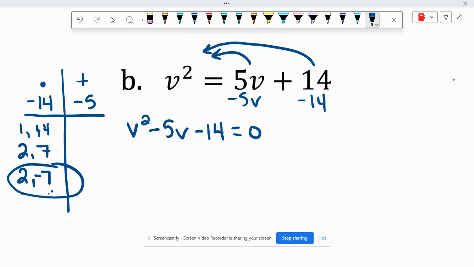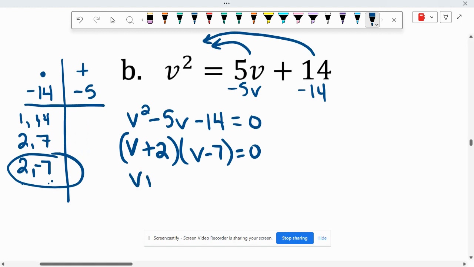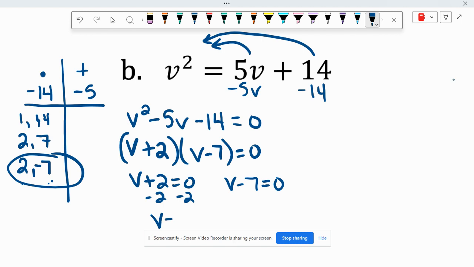So what does this become? When I factor this trinomial out, what do I get? That's right, you got it. And they both equal 0. So that means that either v plus 2 equals 0 or v minus 7 equals 0. So now what? Yeah, I could subtract 2 from both sides. So v is -2, or add 7. So v is +7.